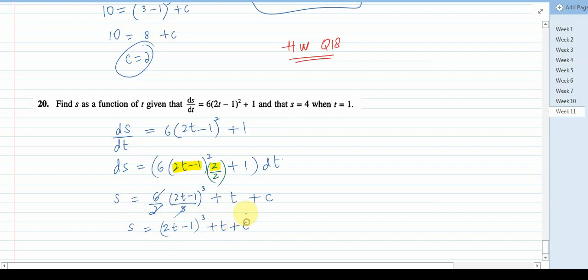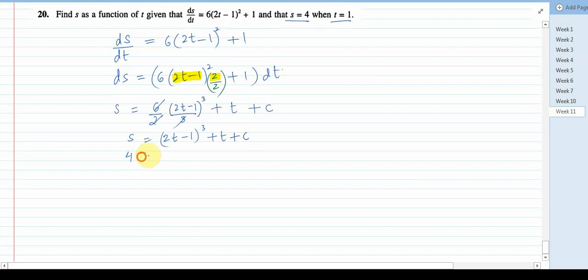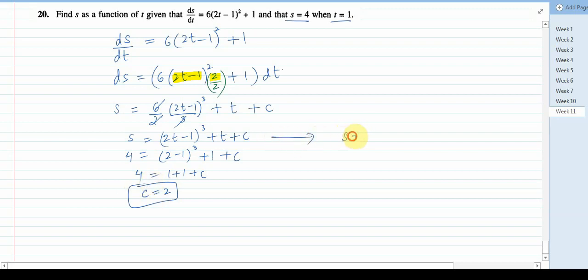We have the value of s as 4 and t as 1. So when s is 4, t is 1. Alright, 2 minus 1 is 1, cube is 1, so 1 plus 1 plus c equals 4, and you get the value of c, it's 2, right? Placing the value of c here, s equals (2t minus 1) cube plus t plus 2.